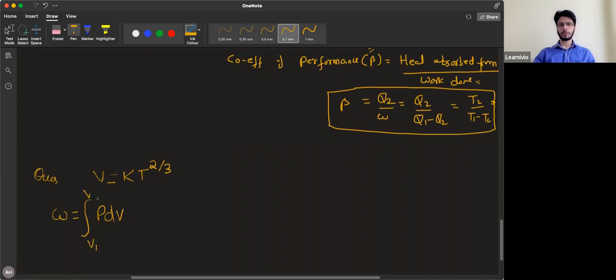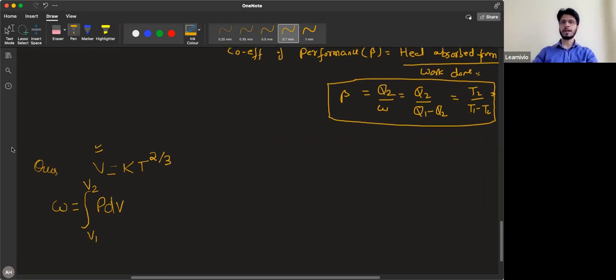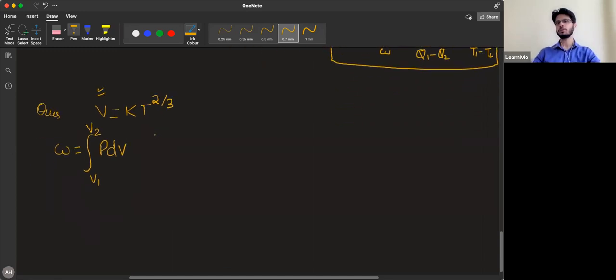See, these types of questions are common in JEE exams. Sometimes it gives you an equation and that equation will not match with any of the standard processes. It won't be adiabatic, it won't be isothermal, it won't be isochoric, it won't be isobaric. So in that case, what you will do is, V is kT to the power 2 by 3.